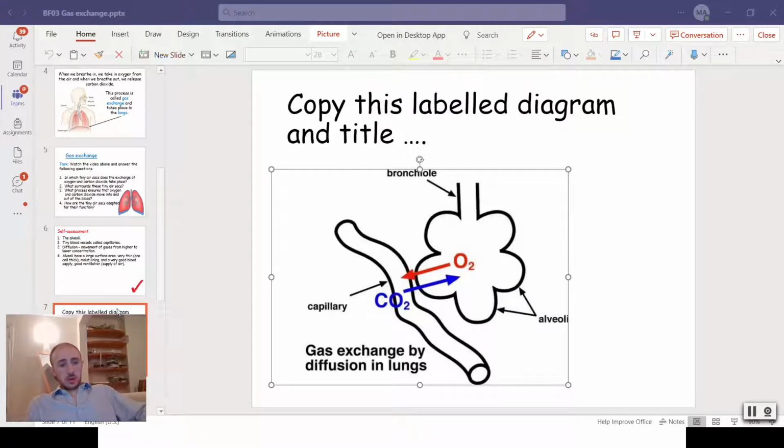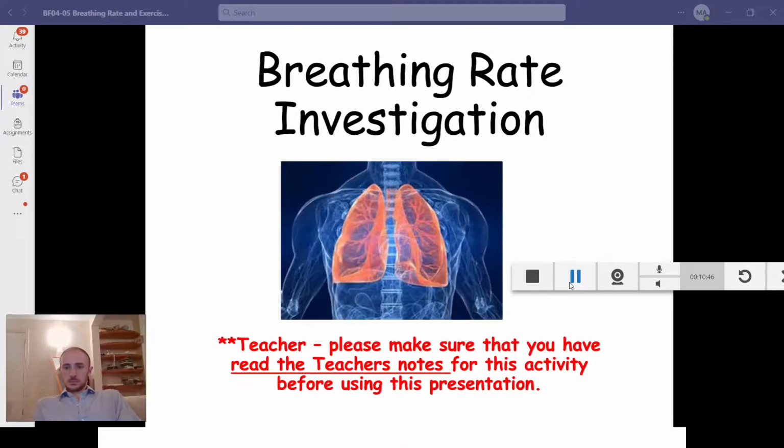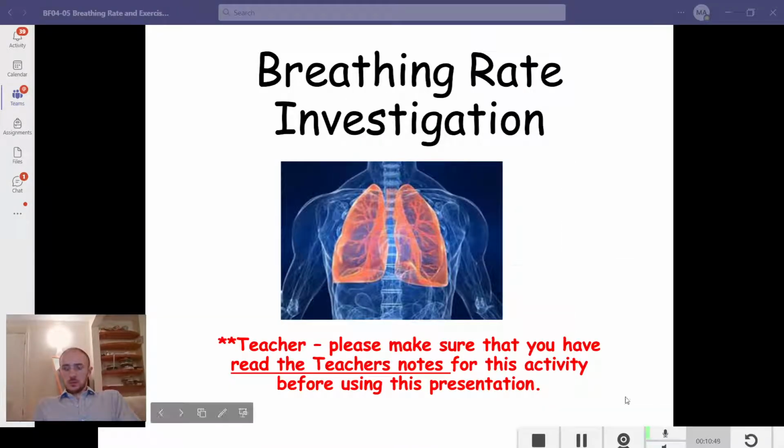Now, you are going to be doing how either the intensity of exercise or the length of exercise affects the rate of breathing. So, let me pull up PowerPoint for that as well. So here we are, let me remove that. So, breathing rate investigation. That's the title, incidentally. The date is the 21st of September for you. So can you please get that down? Breathing rate investigation, the date is 21st of September.